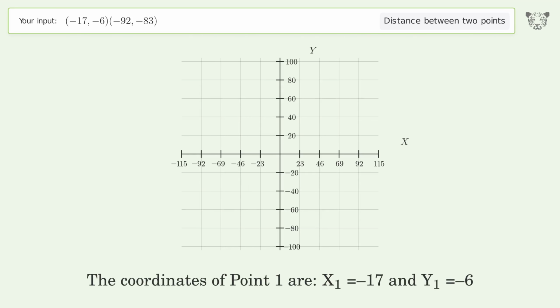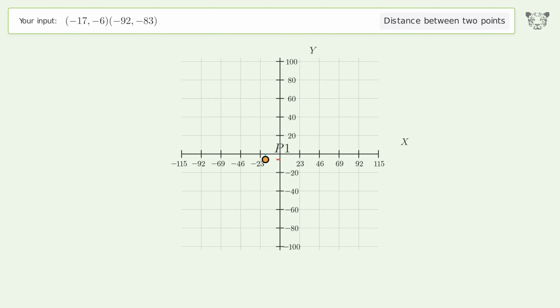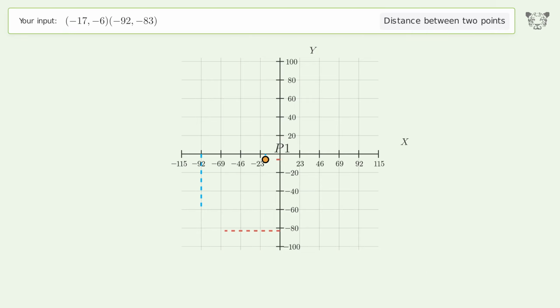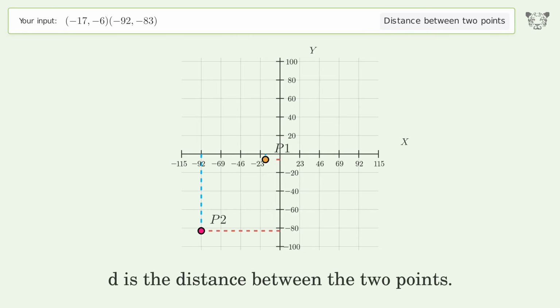The coordinates of point 1 are x1 equals -17 and y1 equals -6. The coordinates of point 2 are x2 equals -92 and y2 equals -83. D is the distance between the 2 points.